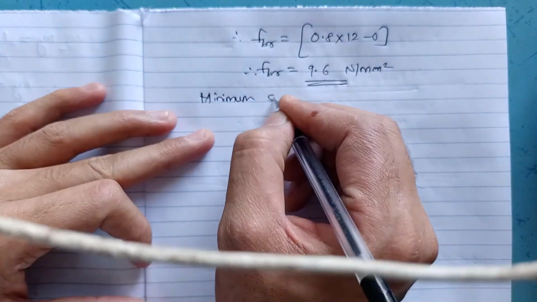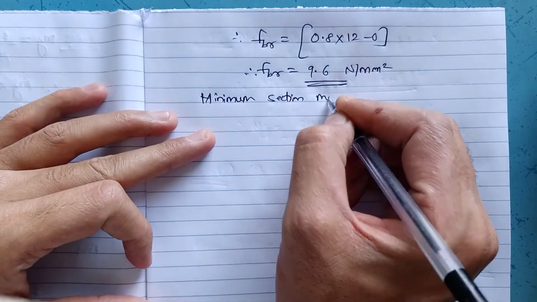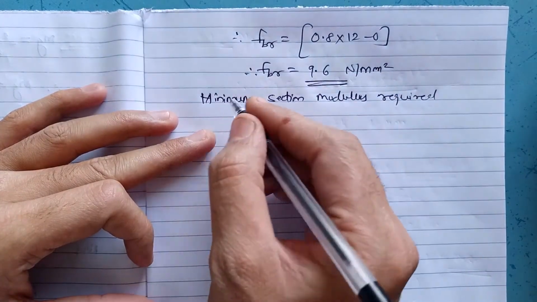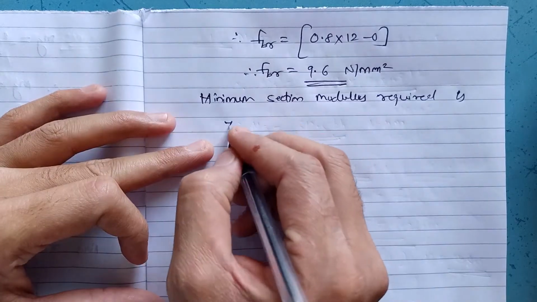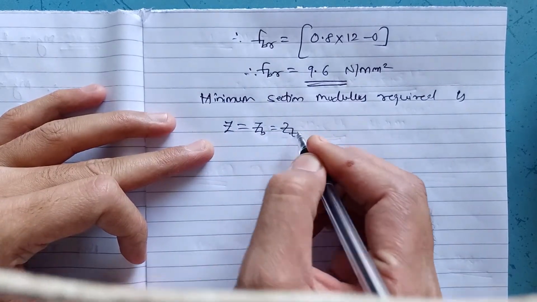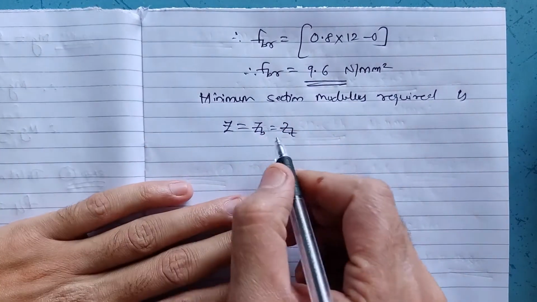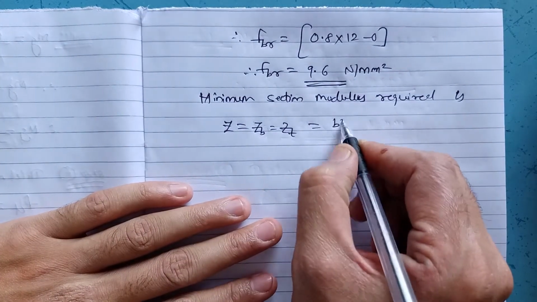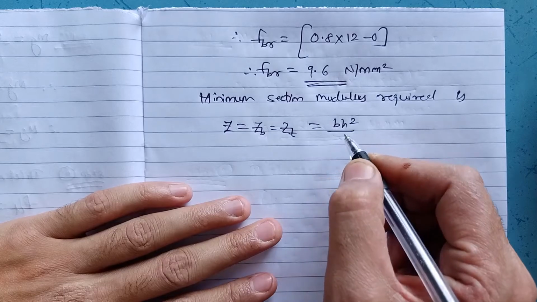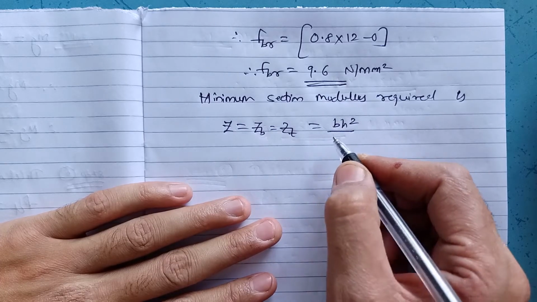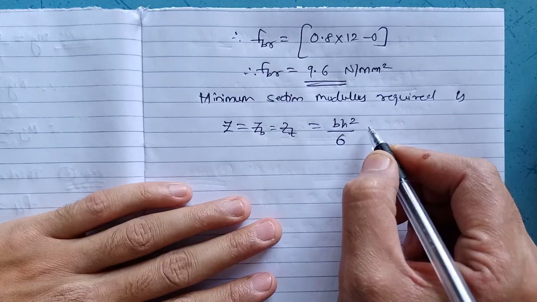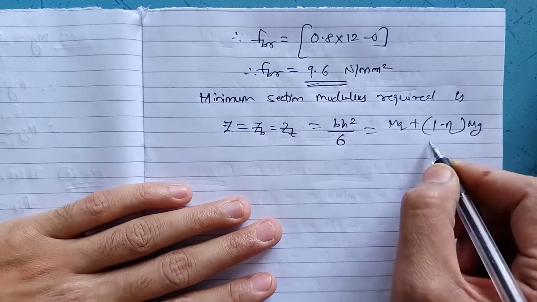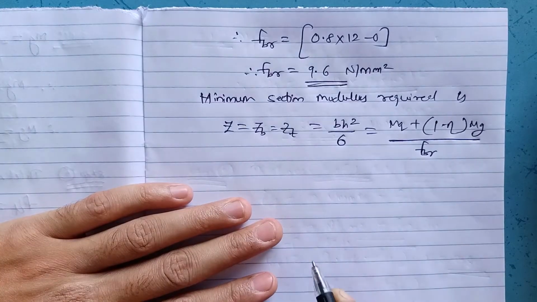Now, minimum section modulus required. Minimum section modulus required is Z equal to ZB equal to ZT, since the section is symmetric. Hence, the section modulus of bottom and top will be the same, that is Z. And this equation you can go through in the previous video where the procedure was explained. BH square by 6 is equal to (MQ plus (1 minus eta) into MG) divided by FBR.